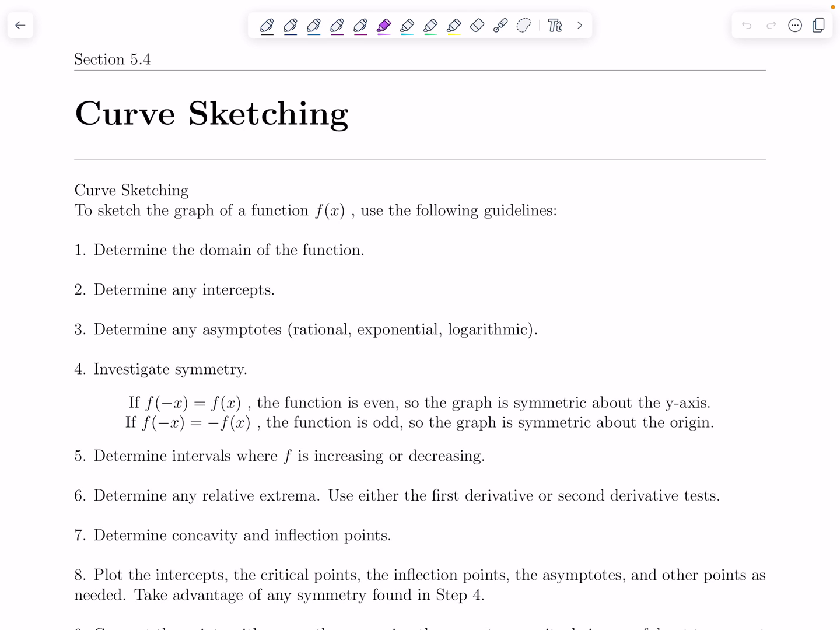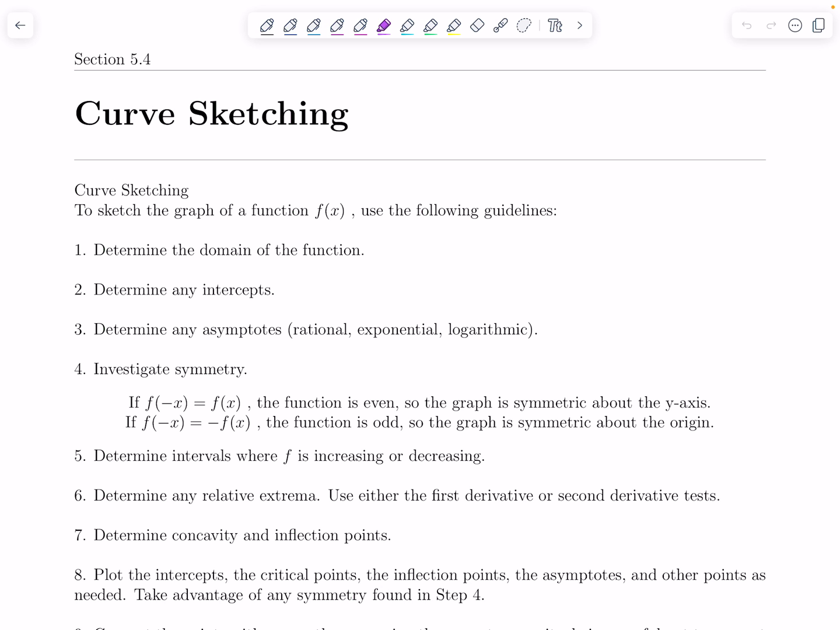This is the video lecture for section 5.4 for business calculus on curve sketching. So what we're going to do in this lesson is put together the ideas that we've gone over in the last few sections, namely finding where a function's increasing, decreasing, its extrema, its inflection points, and then layer that on top of our previous knowledge from our algebra courses to put together a very accurate graph by hand of a function.